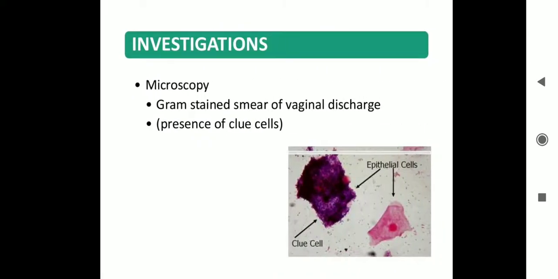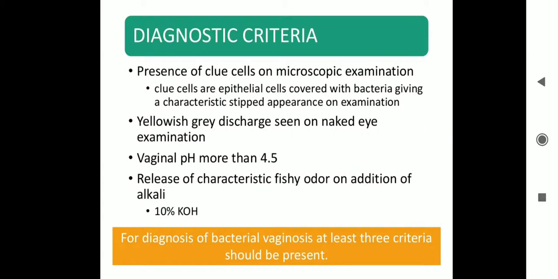Investigations is microscopy, Gram stain smear of vaginal discharge, presence of clue cells. These are the diagnostic criteria for bacterial vaginosis. It's also called Amsel's criteria. That is presence of clue cells on microscopic examination. Clue cells are epithelial cells covered with bacteria, giving a characteristic stippled appearance on examination.